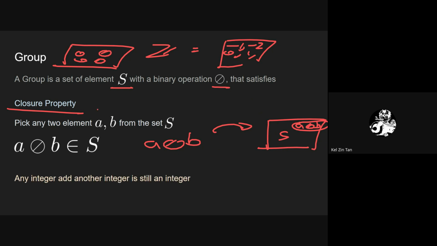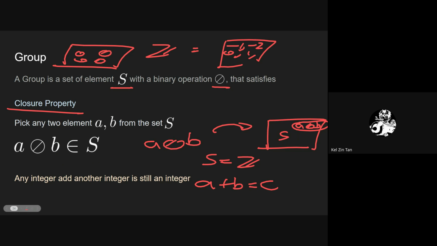Intuitively, you can think of it this way: let's say my S is the set of integers. Then if I add any two integers, A plus B, this will become another integer C, and C will still be an integer. So this is the closure property for a group.